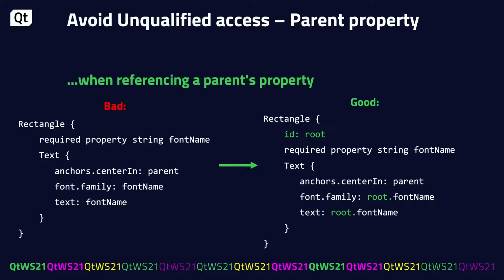This is preferable to writing parent dot because you could have multiple new component layers added, let's say there would be another rectangle in between, and your references would still work. While if you just use parent dot, those would actually break.